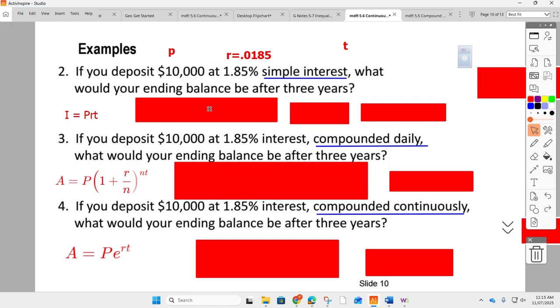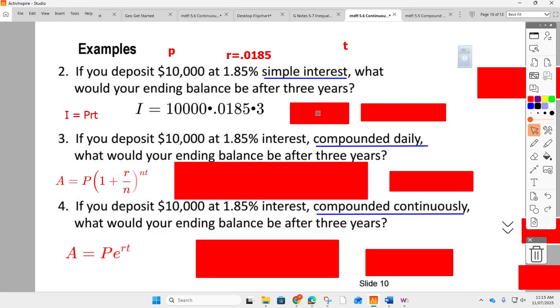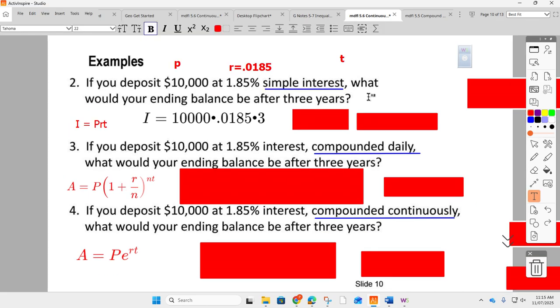So notice it says I. This doesn't say ending balance. This gives us the amount of interest. In order to find our ending balance, it's got to be our principal plus our interest. So the ending balance here, you have to know, is the principal plus the interest, right? So the interest, you plug this into your Desmos, you're going to get $555.